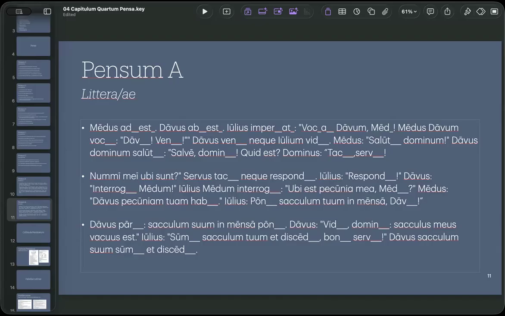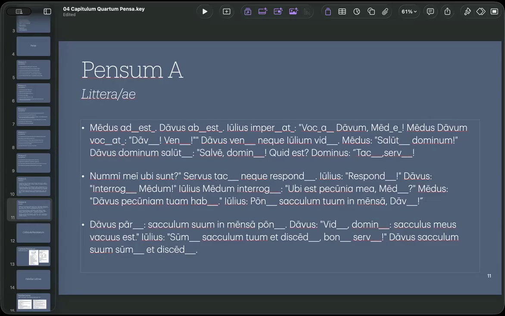Julius is telling him to call Davus. I mean, call Davus, I'm sorry. Voca Davum, Medus. Whoops. Medus is the imperative. I'm thinking of the wrong person. There we go. And thank you. Voca Davum, Medus. There we go. Medus Davum vocat. Davus, veni. Venit. Davus venit.